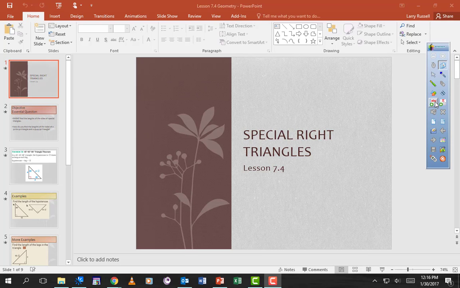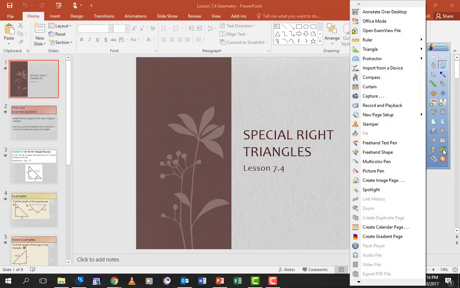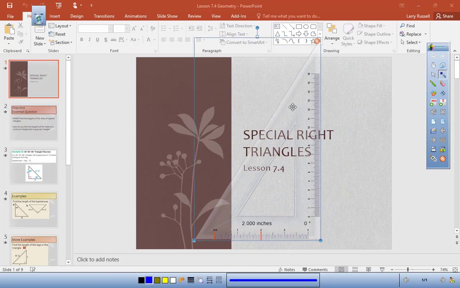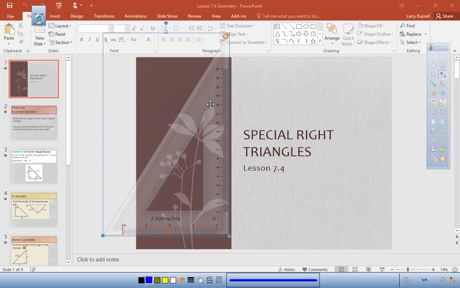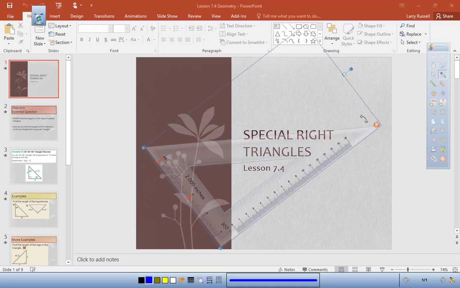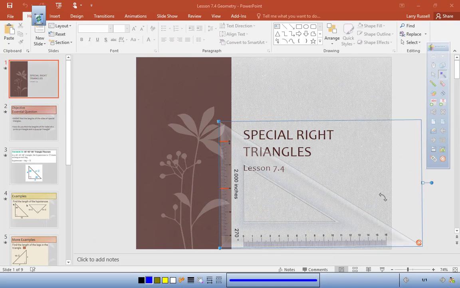I have a couple pictures, I think, in my tools here. Let's see. Here's a triangle. This here is a 30, 60, 90 triangle. Okay, and I can rotate it. Check that out. Is that pretty cool or what?